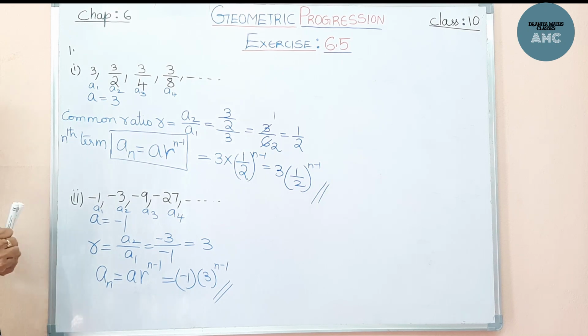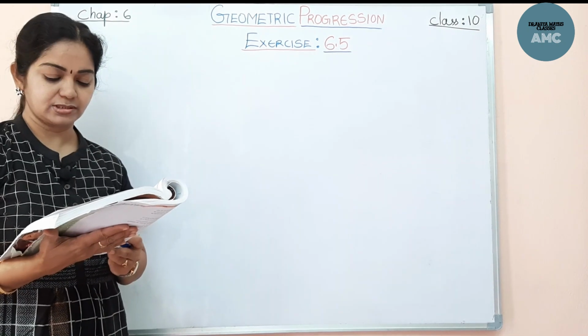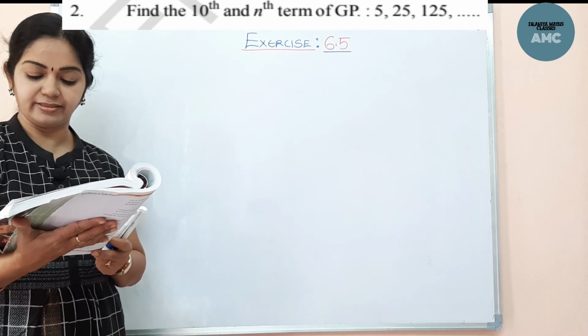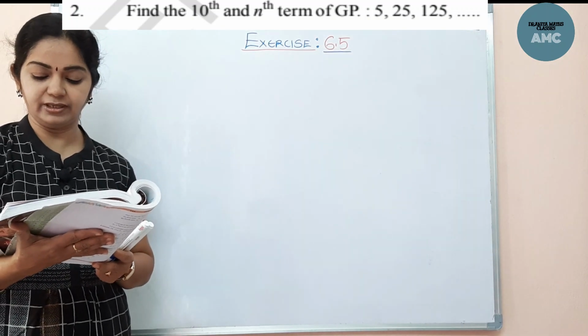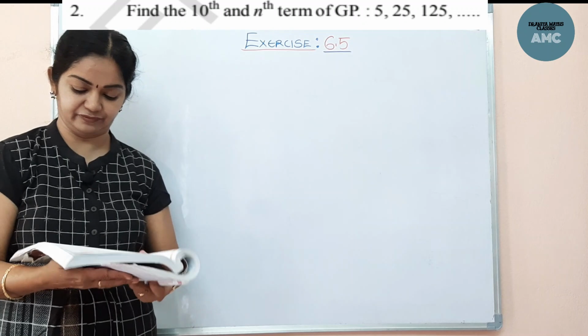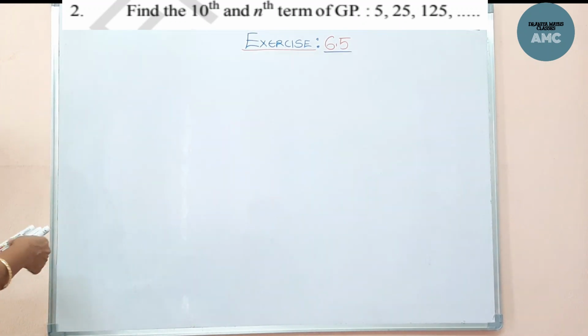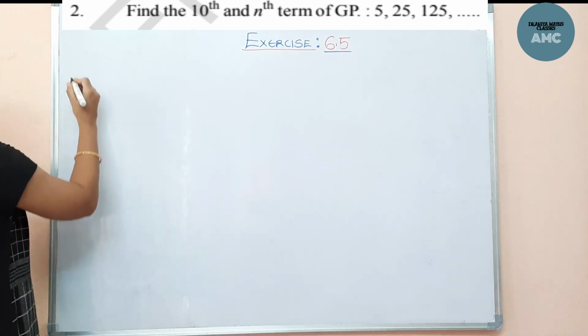Quickly pause the video and note it down. Let's see the next problem. Second problem: find the 10th and nth term of the GP given 5, 25, 125. The GP is given for us. We have to find the 10th and the nth term. This is the second problem.